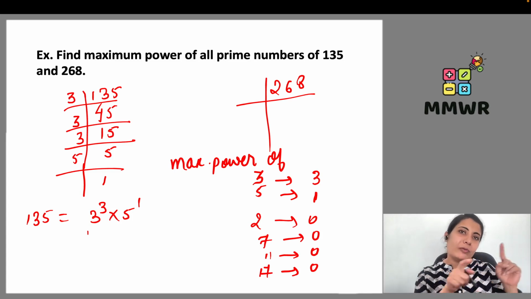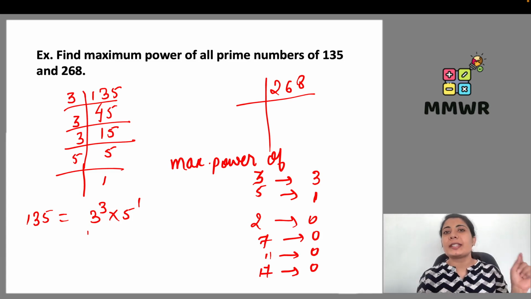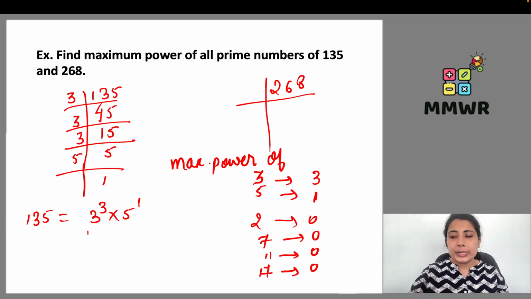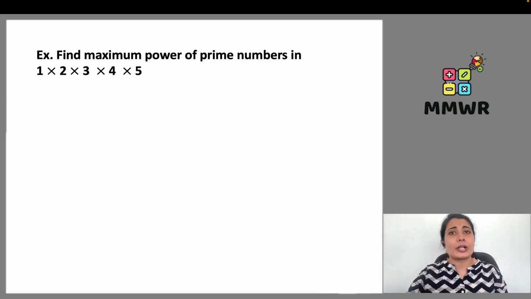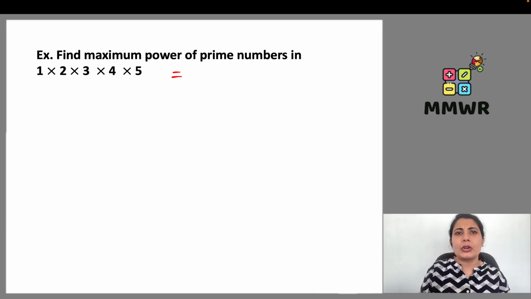I'll show you how this will be helpful to us to find the number of zeros. Because when a number is given normally, it is very easy for us to express it in the form of this. Now here we have to find the maximum power of prime numbers in the product form of the question we have. The number is not directly given to us. It is given to us as 1 multiply 2 multiply 3 multiply 4 multiply 5. So in short we can call it 5 factorial, right?